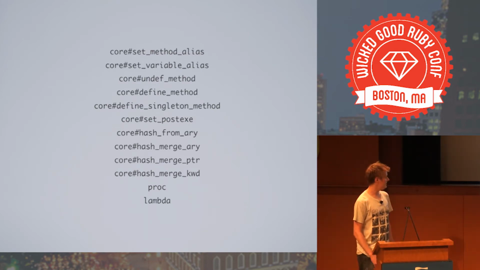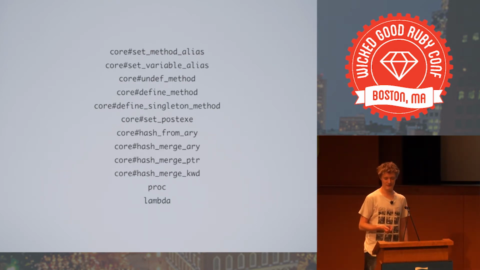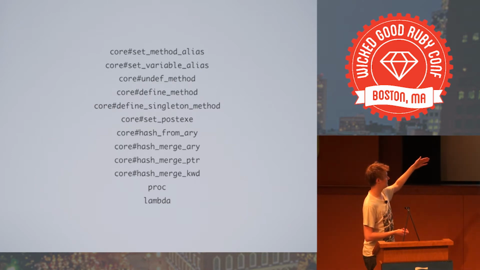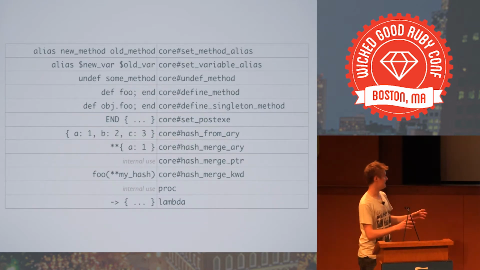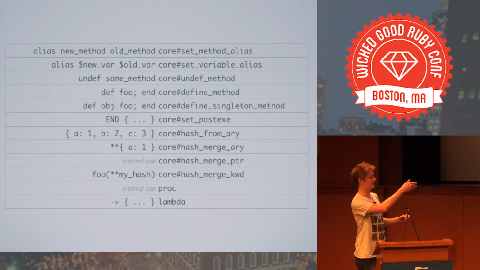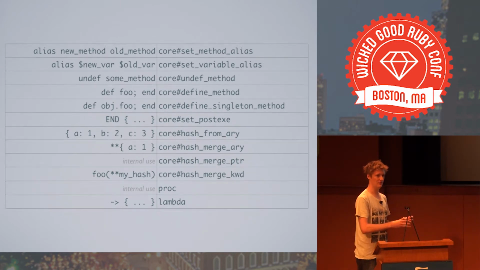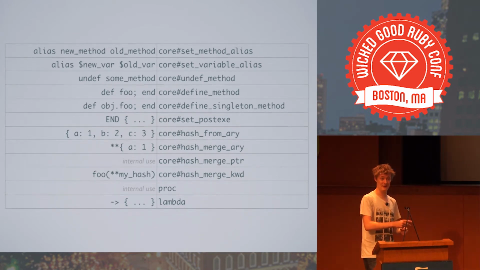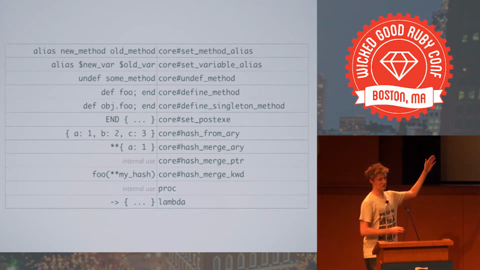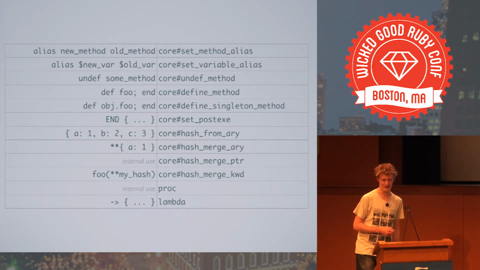So these are the sort of methods that are on frozen core. There's a whole bunch: set_method_alias, set_variable_alias, and all of these are called internally by Ruby. And I've translated what these methods do and how you can actually get them to be called from Rubyland. So the set_method_alias method is called internally when you use alias syntax to alias one method to another name. And then when you use the same syntax to alias a global variable to another name, it'll actually call another method called core#set_variable_alias.